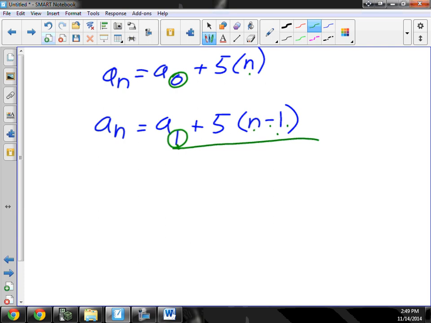So you could continue that. A sub n is equal to A sub 2 plus 5 times n minus 2. And you could make an infinite number of formulas like that. So let's skip the next one and go to the back.